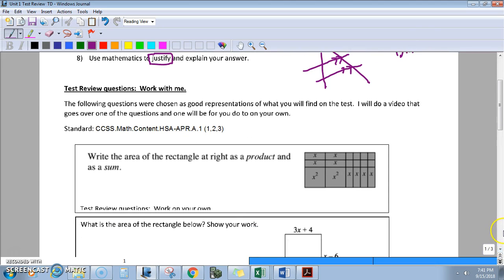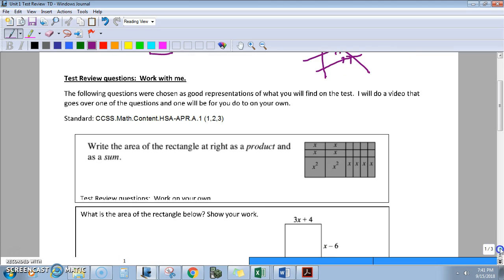So let's start. Each video can only be 15 minutes because I have the free version of this video recorder. But let's go ahead and start. I'm at 4 minutes right now.